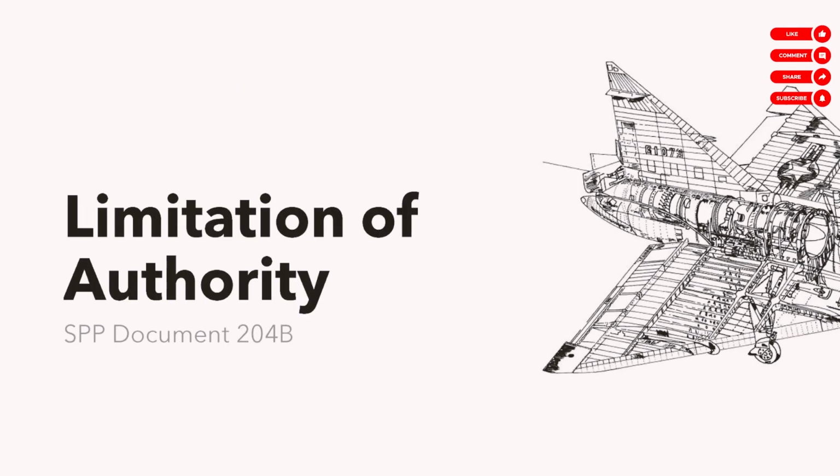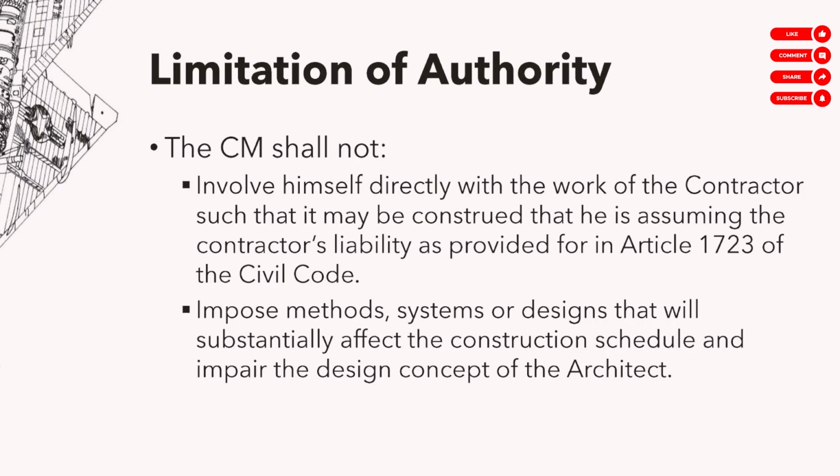Okay? Next, limitation ulit ng authority ng CM. Okay? There are things that the CM should not do. Okay? One, the CM should not involve himself directly with the work of the contractor such that it may be construed that he is assuming the contractor's liability in the civil code. Huwag siyang masyadong makialam, okay? Not directly at least. I mean, dapat sinusupervise niya, dapat ini-ensure niya na tama yung gawa. Pero yung sobrang siya na yung nagpagawa ng buhos, for example, siya na yung nagpapagawa ng bakal, or siya mismo, siya na yung nagbebenta ng mga bakal, etc. Kasi hindi niya gusto yung ginagawa ng laborers.